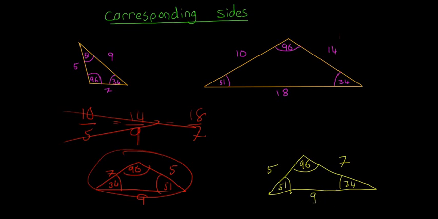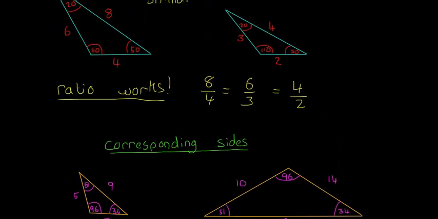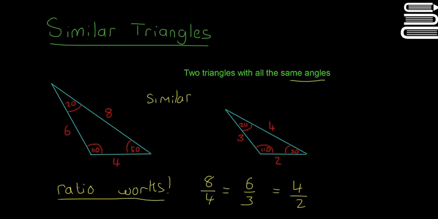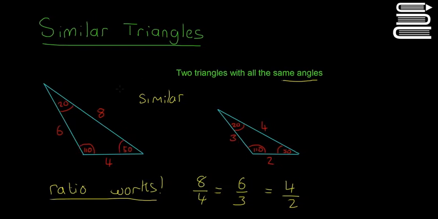Now finally we can use the ratio. We can say that 10 divided by 5, which is the big one over the small one, is equal to 14 over 7, is equal to 18 over 9. And you can see that this is correct. So you can only use the ratio when they're corresponding sides, when they're in the exact same orientation, facing the same direction, the angles are in the same places, etc. Alright? Yes, that's basically it for just the rules of similar triangles. In the next video, we're going to look at 2 quick example questions using this rule.